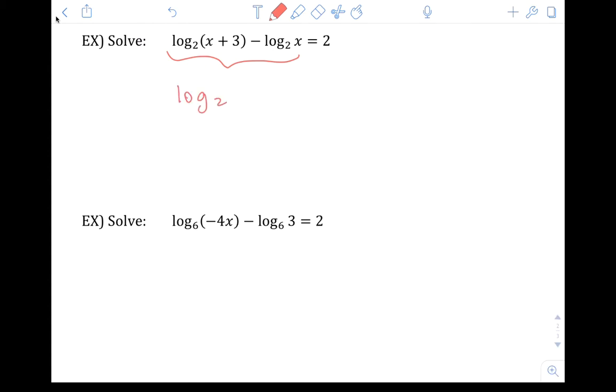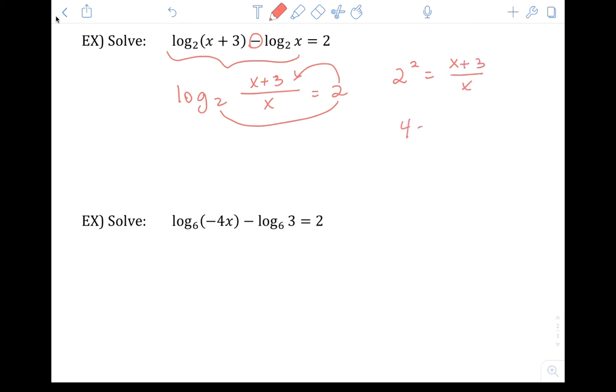Log base 2, I see subtraction, which means division. So x plus 3 is on the top, x is on the bottom. Okay. We have 1 logarithm, that's option number 2. We're going to convert using loop swoop, from log is bay to exponential is bia. 2 to the second equals all that business right there. 2 to the second equals x plus 3 over x.